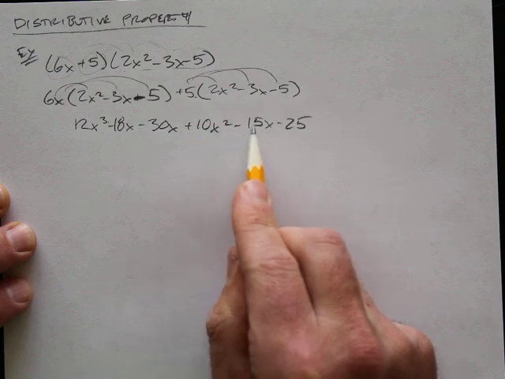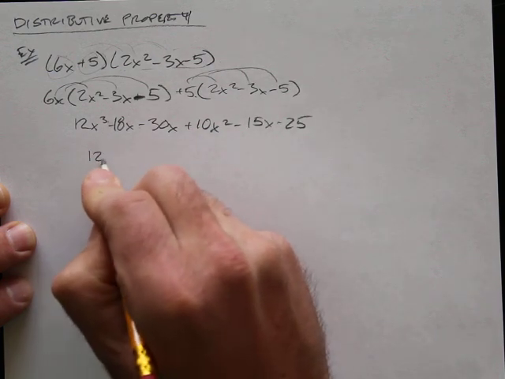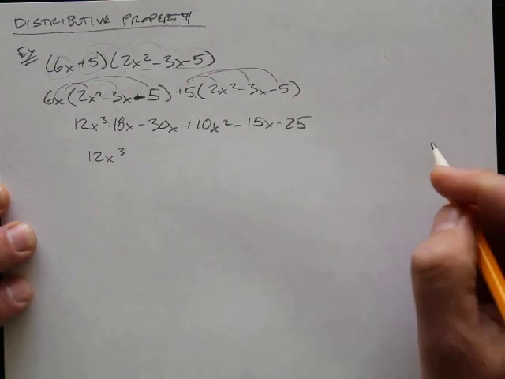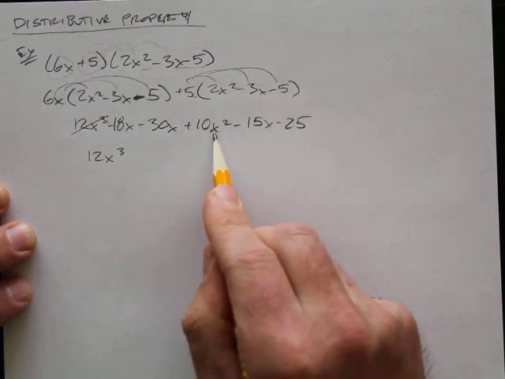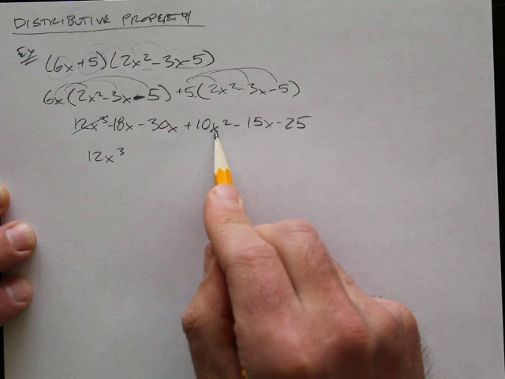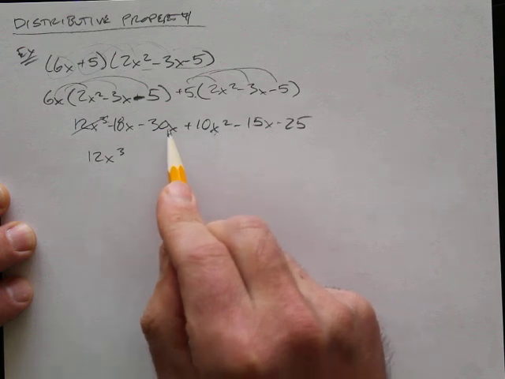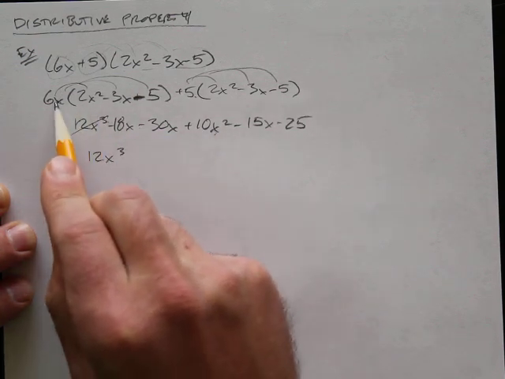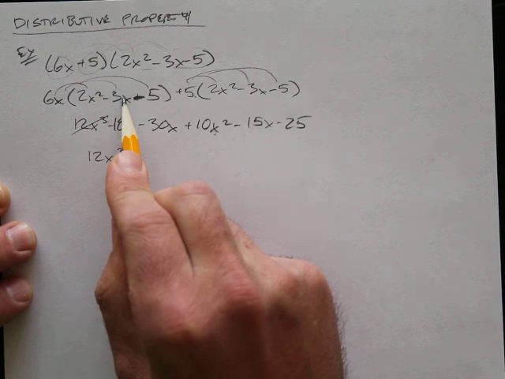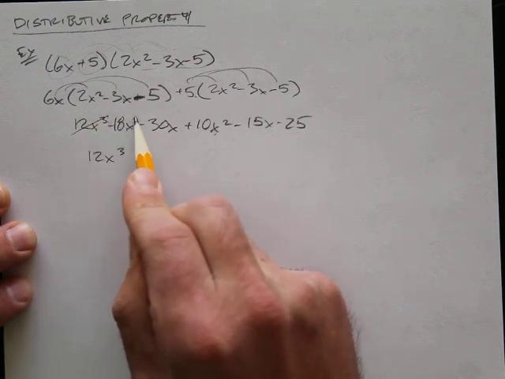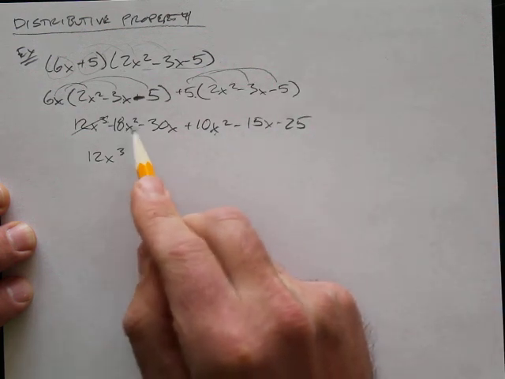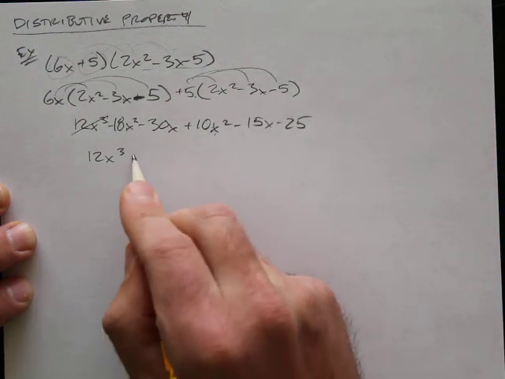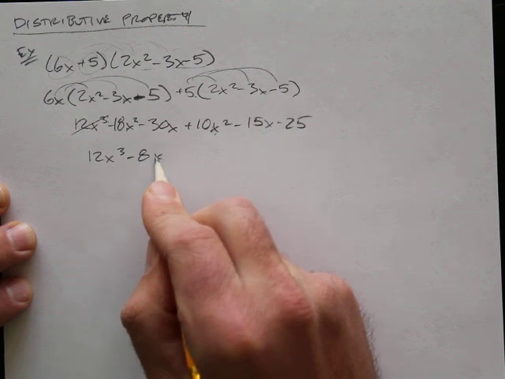I don't see any other x cubes, so this 12x cubed gets to stay. All right, let's cross that off. I've got an x squared here, and that's the only x squared I see unless I did something wrong. Oh, I did. Look, 6x times negative 3x is negative 18x squared. All right, negative 18x squared, positive 10x squared, negative 8x squared.